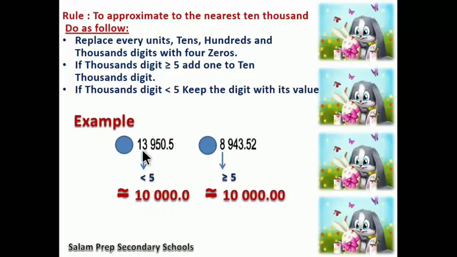Now go to 10,000. Before 10,000 is thousands. 3 in the thousands place is smaller than 5. So the digit 1 remains the same. We will write 1. So 13,950.5 is approximated to the nearest 10,000, which is 10,000. Another example for you.